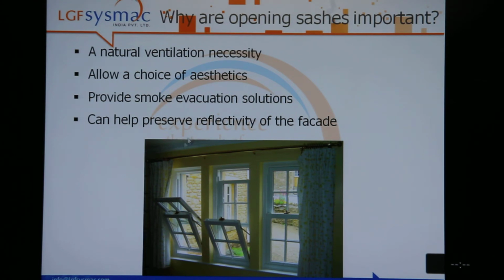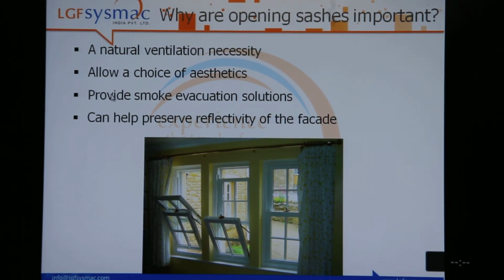When we open the sash, we can get natural ventilation, meaning air, light and other natural elements from the outside, and it allows a choice of aesthetics. Different types of windows, like sliding windows, casement windows, top hung windows and side hung windows, give a very nice look. As per your aesthetic values or your requirements, you can give the openings.